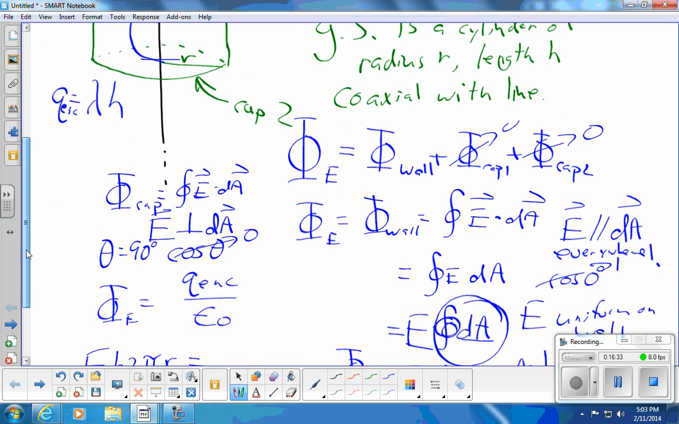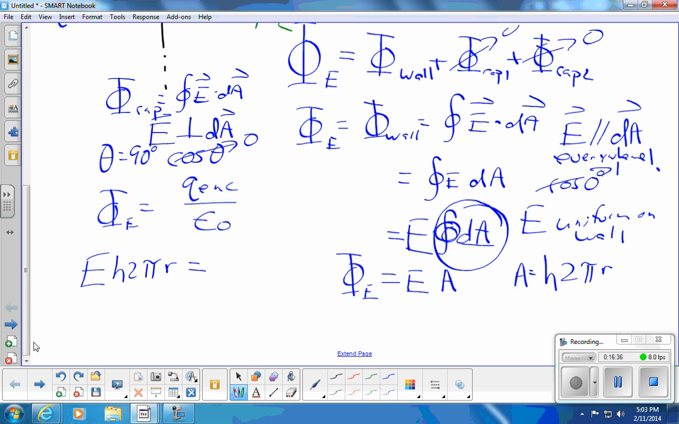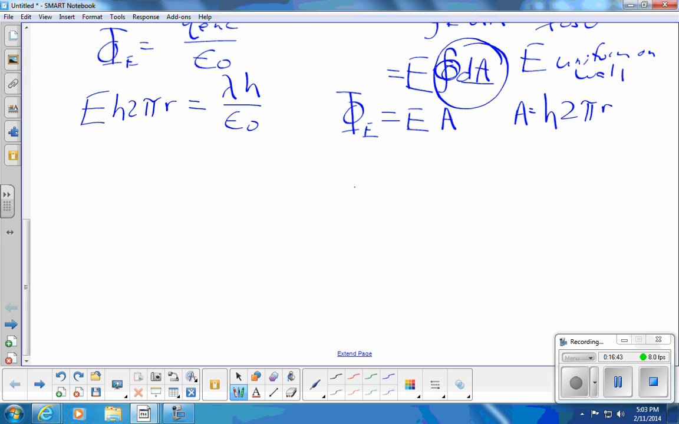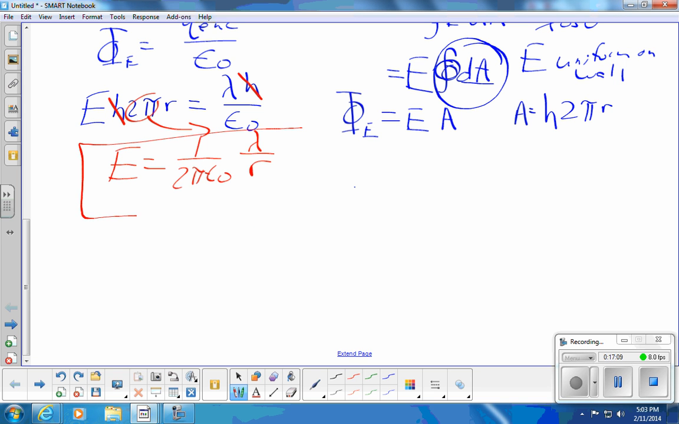And so Q enclosed over epsilon naught is lambda times h over epsilon naught. We're basically done because my h's go bye-bye. And I bring the other stuff over to the other side, and I get E is equal to, I've got a 2 pi on the bottom along with my epsilon naught, times lambda over r. And that is it.